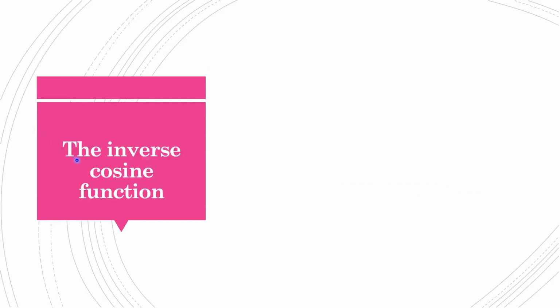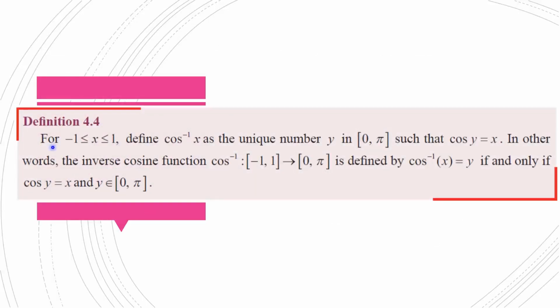Next we are going to see the definition of the inverse cosine function. See this. For -1 less than or equal to x less than or equal to 1. This means the x value must lie between -1 to 1. Define cos inverse of x. So when it is cos inverse, the x value next to it must be from -1 to 1. As the unique number y, that is the answer of cos inverse of x, they have defined that answer as y. It must be a unique number in the closed interval 0 to pi such that cos inverse of x equal to y.